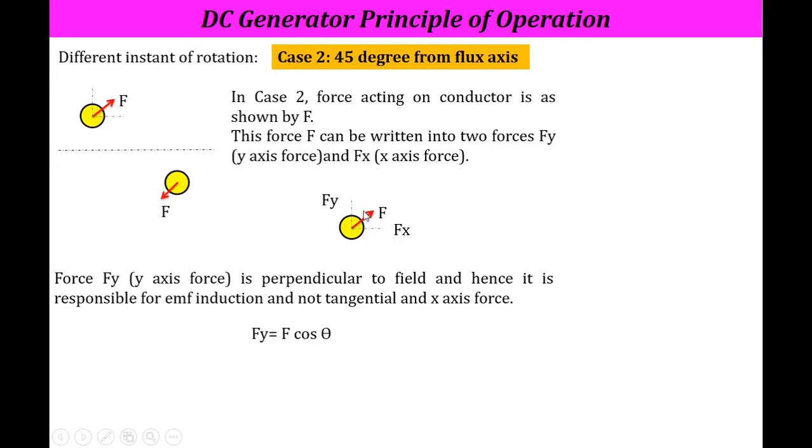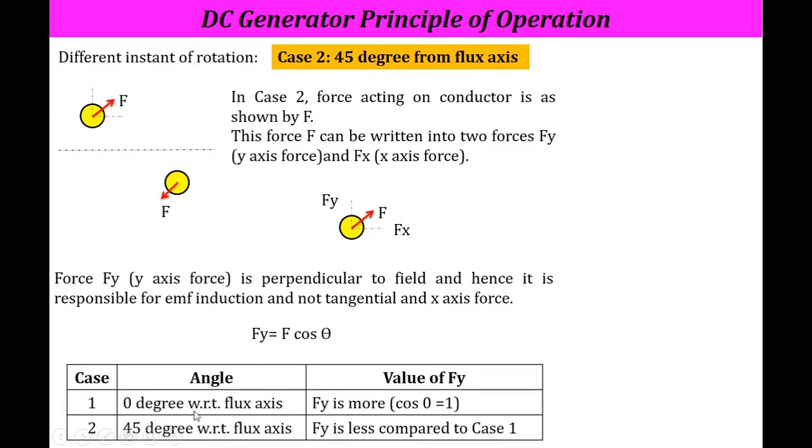This is a simple trigonometric case. So in the first case, when the angle was 0 degree, put here theta equal to 0. So we will get cos 0 equal to 1. So the value of force Fy will be more. Now when the angle made by that conductor with this flux axis is 45 degree, put here 45, so you will get an answer. But that answer of Fy will obviously be less as compared to the first case. So what you observe, whenever the conductor rotates in a clockwise direction from 0 degree to 45 degree, the force is less compared to that of 0 degree.